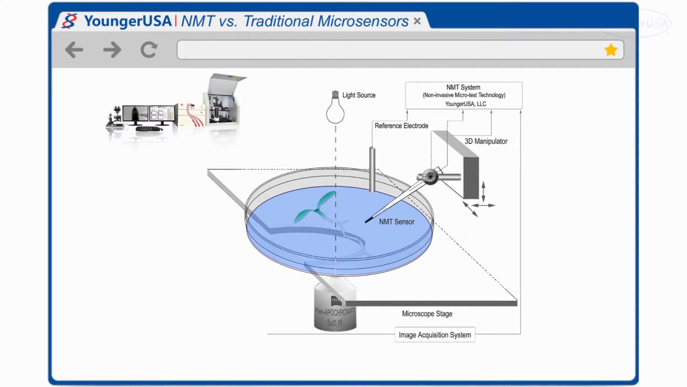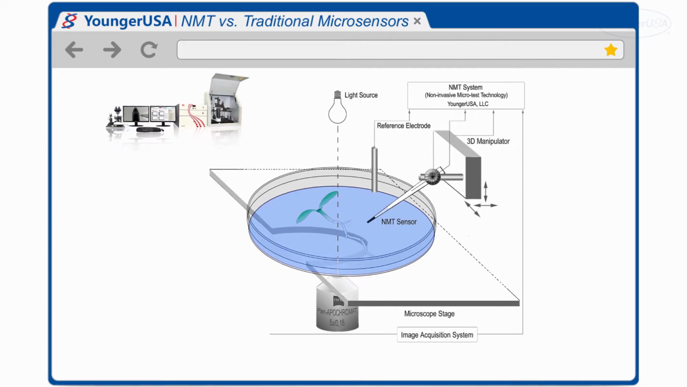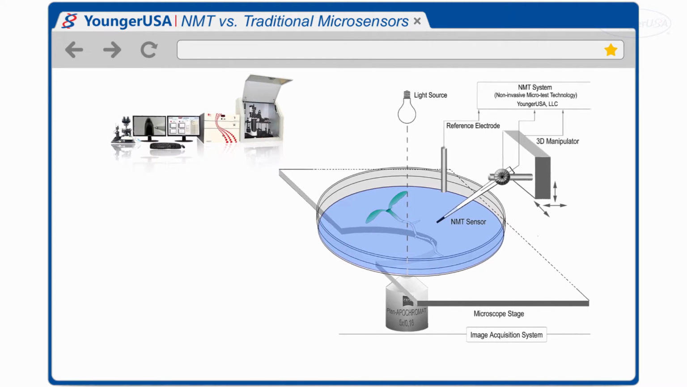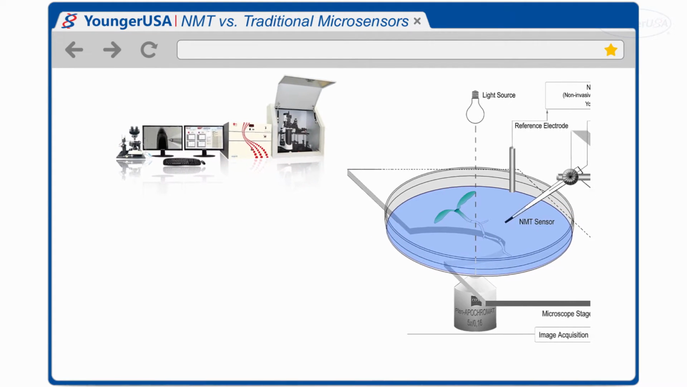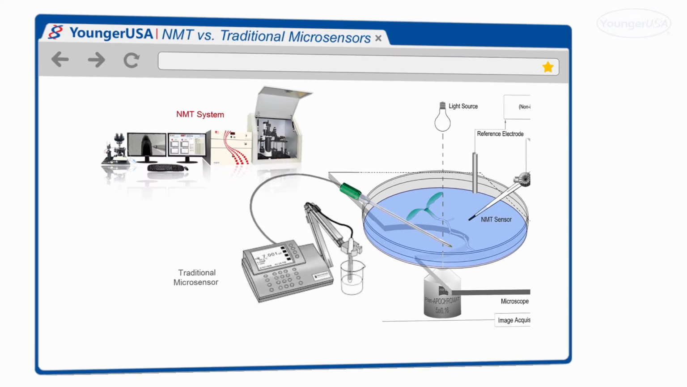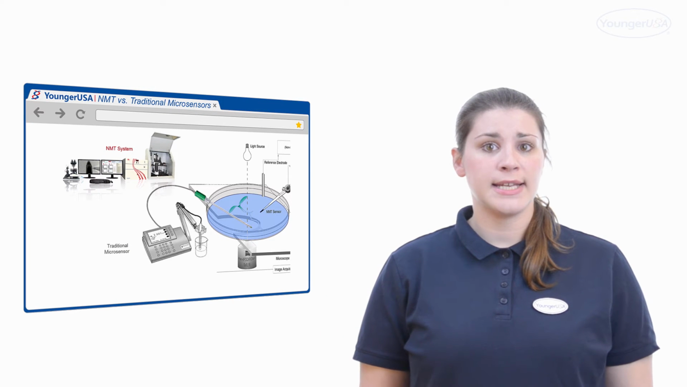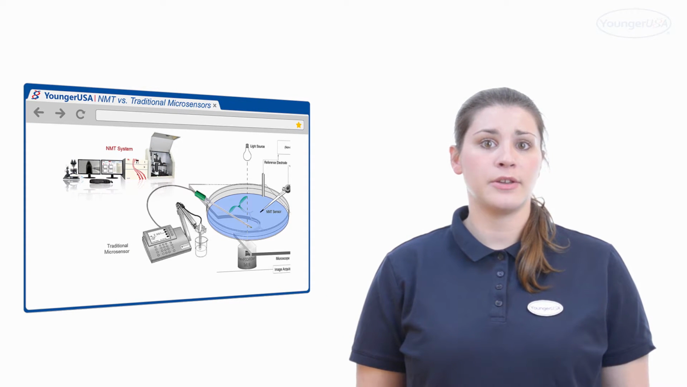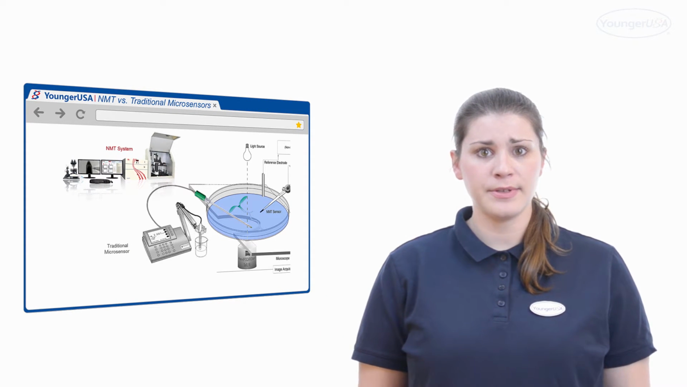Now that we've gone over the basics of NMT, let's take a look at traditional microsensors based on the microelectrode technology. These technologies use electrodes that are often larger than the test sample, which leads to a much lower spatial resolution than NMT. Have you been trying to get information on the ionic or molecular activity happening around your samples?